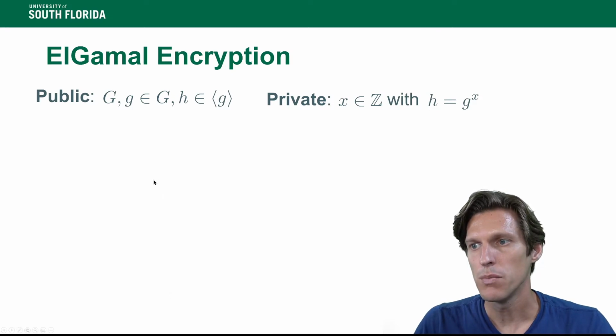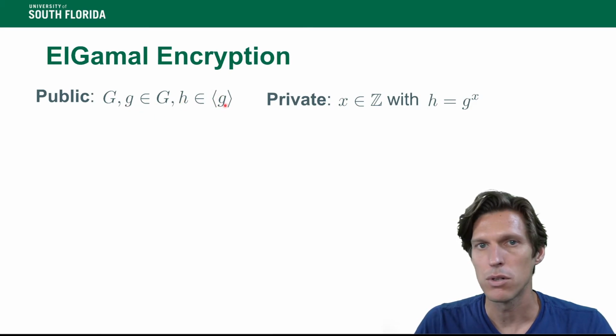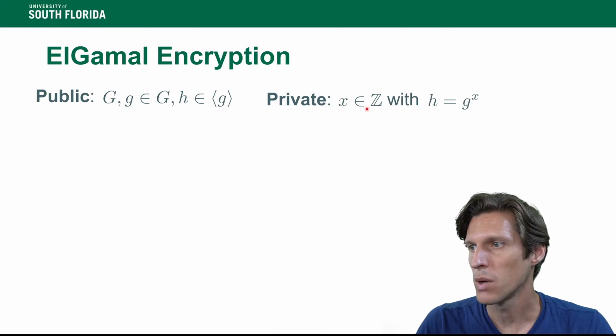So we assume here that we have a G, a public group, a base in G, and then an H, which is a power of G. And so what is private, of course, is the particular power.